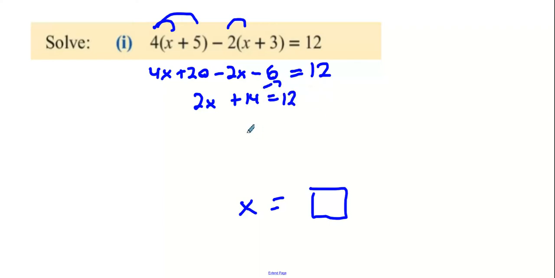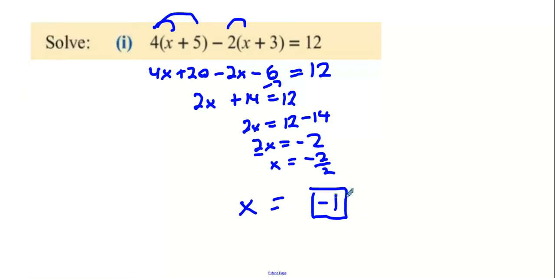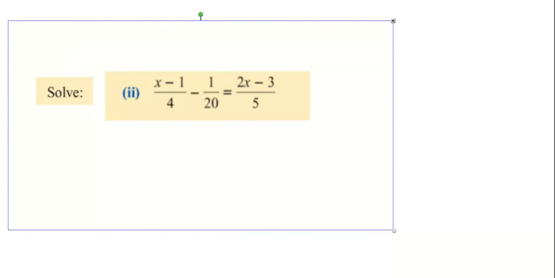Move 14 over to the other side, you get 2x equals 12 take away 14. 2x equals 12 take away 14 is minus 2. This 2 on the left becomes division on the right, so it's minus 2 divided by 2. You put that into your calculator, and you get minus 1. So you get x equals minus 1. Okay, that's the next part done.